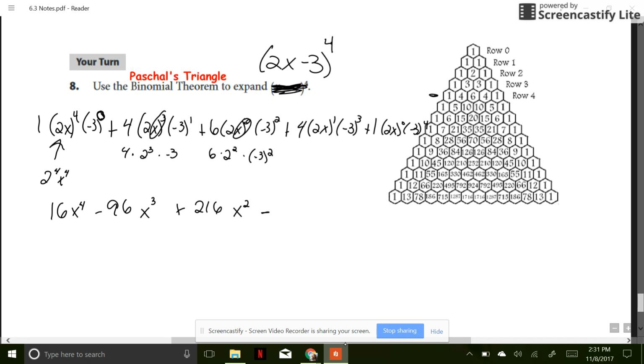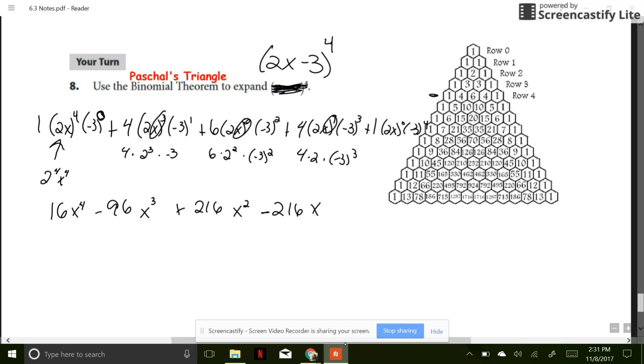Our next one we should be subtracting, since it's negative 3 cubed, it's an odd power, but the coefficient will take 4 times 2 times negative 3 cubed. Our x is just going to be to the 1 power. So 4 times 2 times negative 3 cubed will get us negative 216.